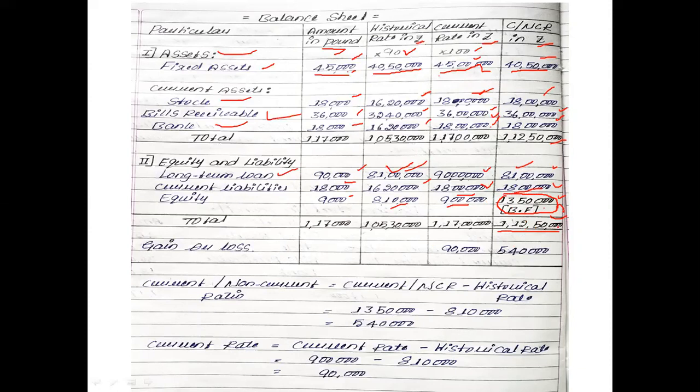So 1 crore 12 lakh 50,000 minus 81 lakh minus 18 lakh, the long-term and current liabilities, gives the equity value at the current and non-current rate. Now, the total liabilities are 1,17,000 pounds. The historical rate total is 1 crore 5 lakh 30,000 rupees, the current rate total is 1 crore 17 lakh rupees, and the current and non-current rate total is 1 crore 12 lakh 50,000 rupees.